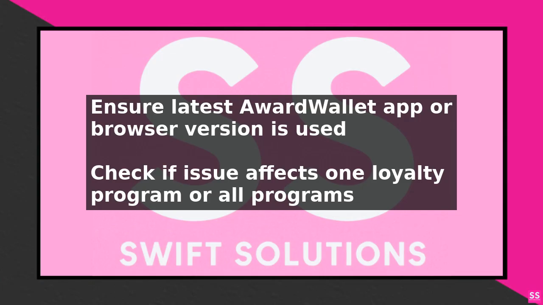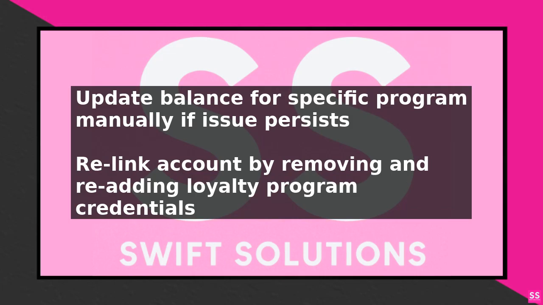version on the website. Next, check if the issue is specific to one loyalty program or if it is affecting all programs. If the issue is specific to one program, try updating the balance for that program manually. To do this, go to the AwardWallet dashboard, find the program with the issue, and click the Update button next to it. If the issue persists, try relinking the account by removing and re-adding the loyalty program credentials.